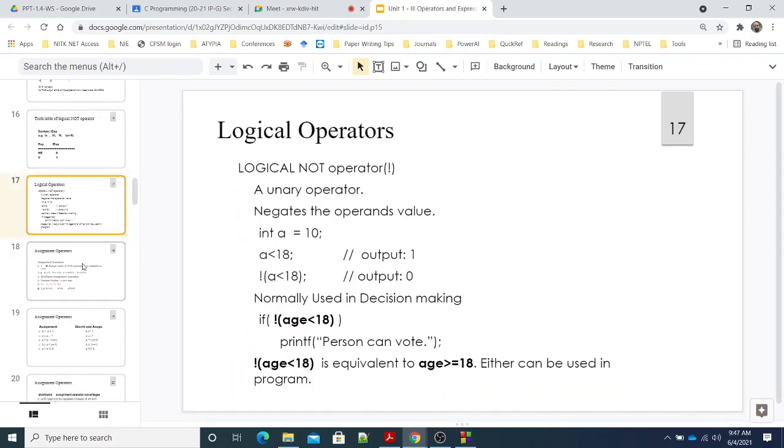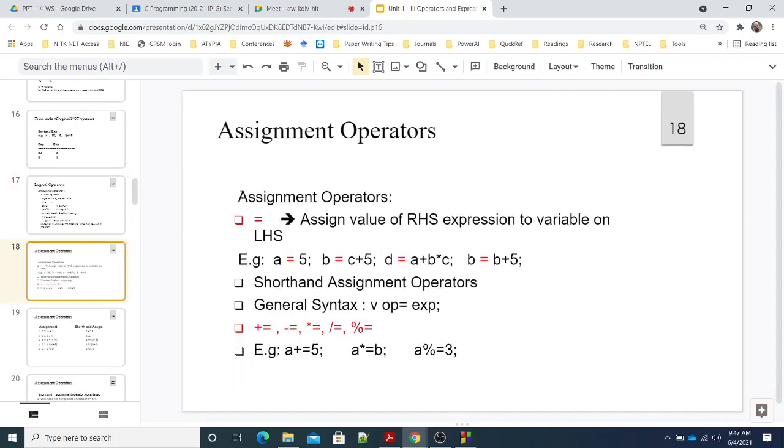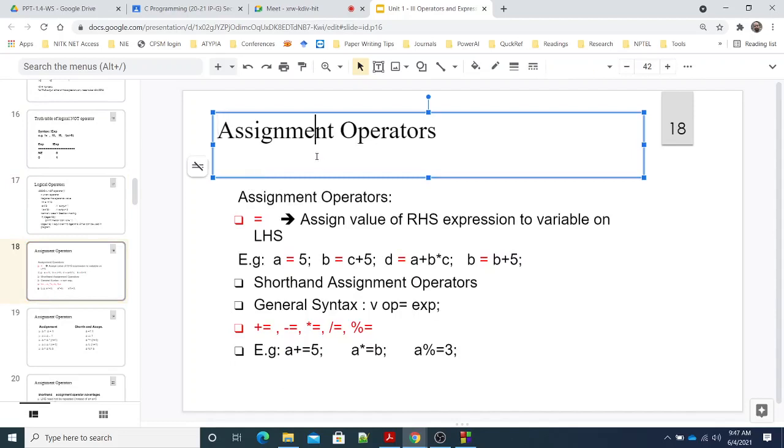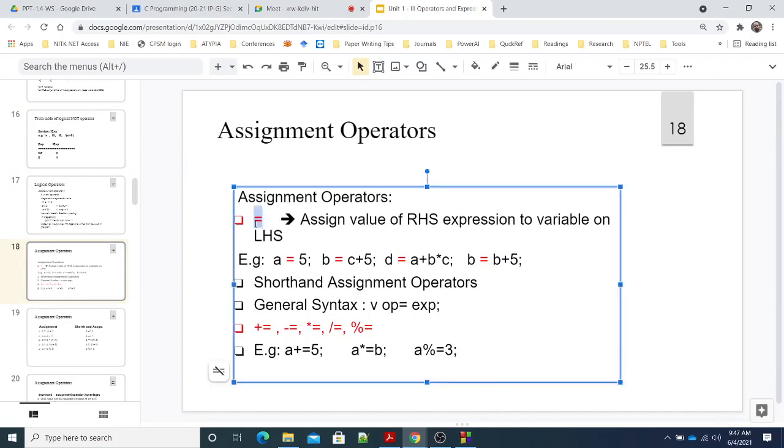Now we will move on to assignment operators. We have studied the assignment operator in many of our programs, say x is equal to a plus b, or sum is equal to x plus y. The assignment operator is very similar to assignment in mathematics. So we use this symbol for the simple assignment operator.